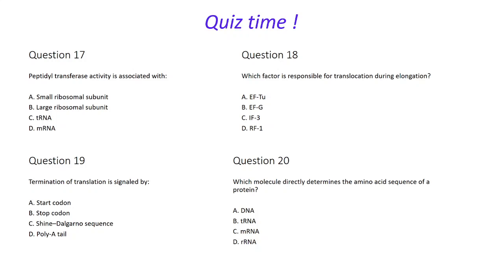So what is the peptidyl transferase? So peptidyl transferase is a ribozyme. That's an RNA enzyme that catalyzes the formation of the peptide bonds between the adjacent amino acids during translation. And this activity is located in the large ribosomal subunit, that is the 50S subunit in prokaryotes, and in eukaryotes what do we call it? The 60S subunit. So option B, that is the large ribosomal subunit.